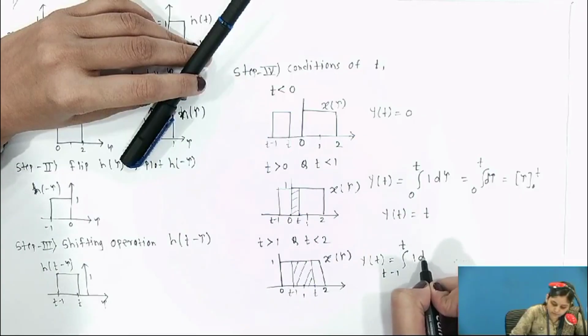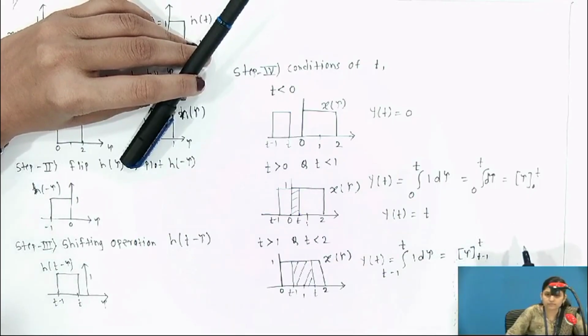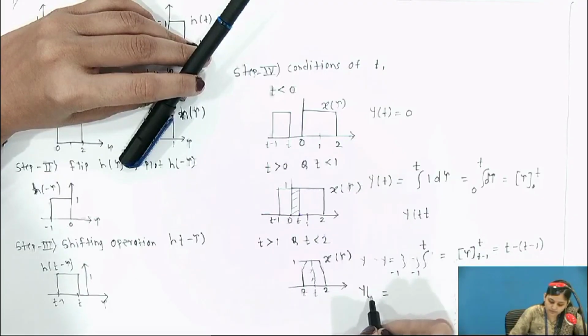Again the amplitude is the same, into dτ. So how can we write this? I can write it as t minus 1 to t. So what is our integration value here? T minus 1. So what is the output? y of t is equal to t minus t gets cancelled, and this minus minus becomes plus. So the output is plus 1 when t is greater than 1 and less than 2.